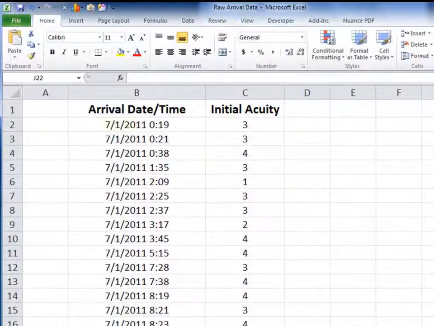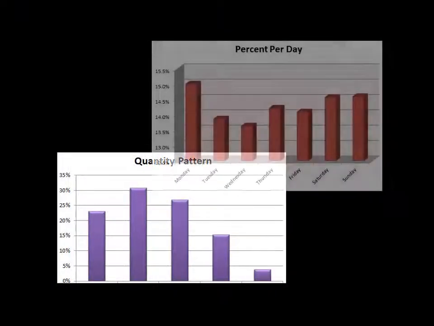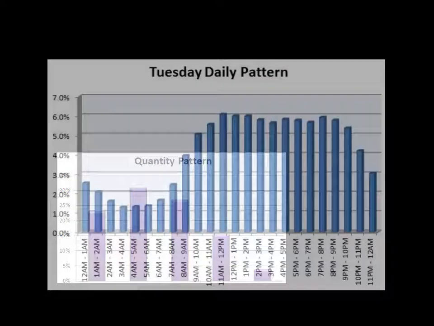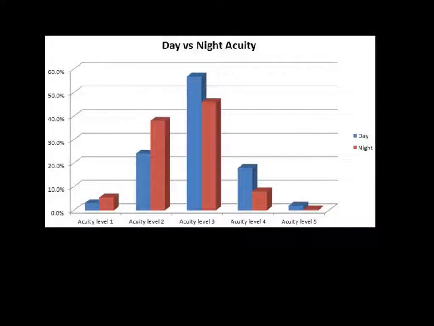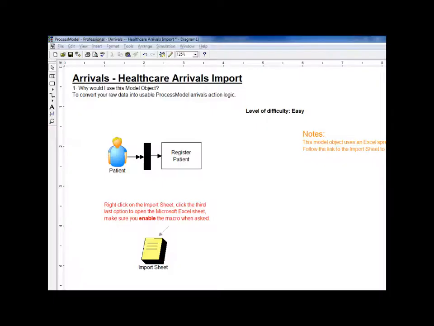Historical data recording the date, time, and initial acuity of the patient is analyzed to create the multiple distributions needed to represent complex arrival patterns, such as the quantity of arrivals by week and by day, and the pattern of arrivals spread throughout the day, and even the distribution of acuity separation from day to night, all in just a few seconds. This is how it works.